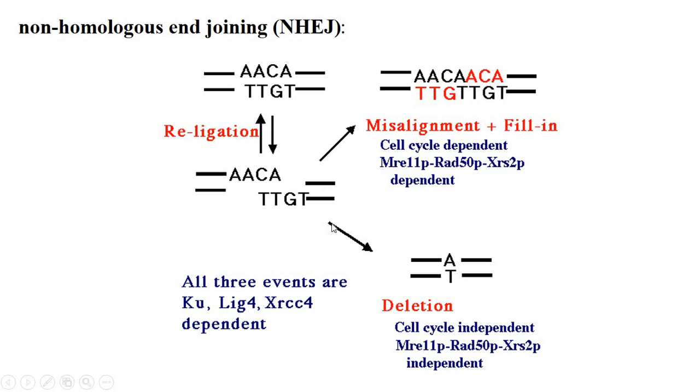Same thing here. If instead of inserting, it decides to delete, then it will see this homology and the rest of these nucleotides will be deleted, so that again it will lead to a frame shift and a different protein sequence. All of these events require Ku70 and Ku80, ligase 4, and these other XRCC4 dependent proteins.